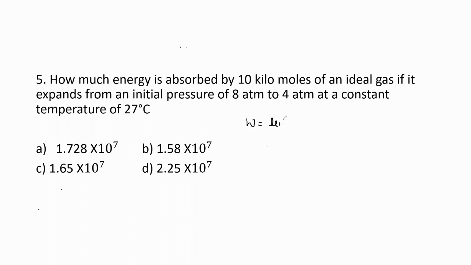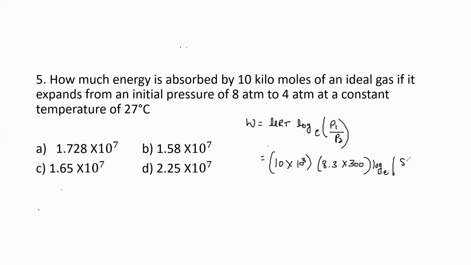Therefore, work done is equal to mu R T log to the base e, inside the bracket it is P1 divided by P2, or initial divided by final. Substitute the value. Mu value is given as 10 kilo, therefore I'll write it as 10 into 10 raised to 3, into R value is 8.3, into T value is 27 degrees Celsius, in terms of Kelvin it will be 300. Then log to the base e into bracket 8 divided by 4. So do the simplification here.